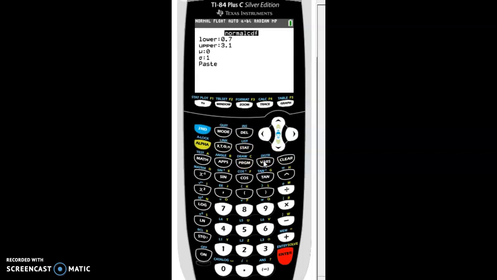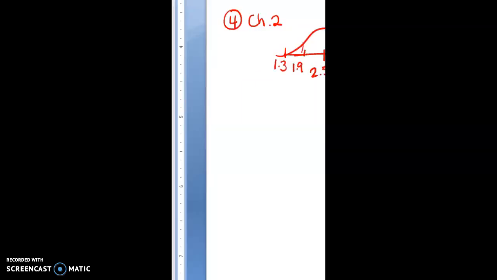Letter B is 1.3 to 3.7, mean is 2.5, standard deviation is 0.6. I check to see what that one is. Repeat again, normal CDF, I can do letter C, 1.9 to 3.7. And when I do this one, that's how you see that it's 81%, and that's why it's letter C. And again, that's from chapter 2.